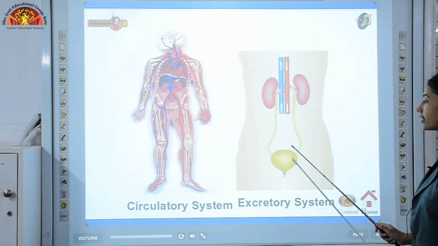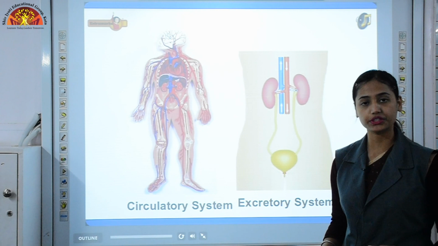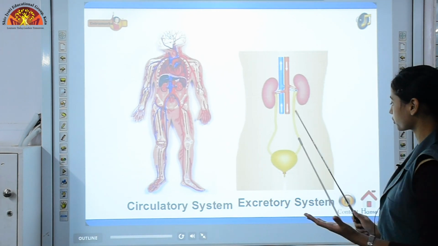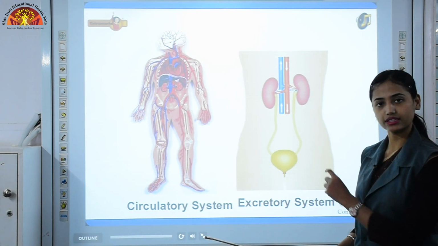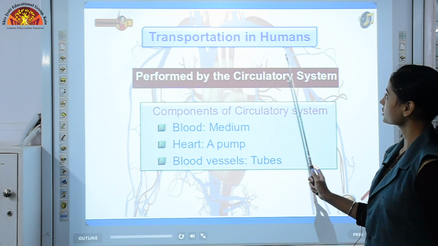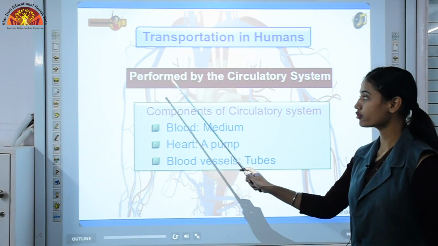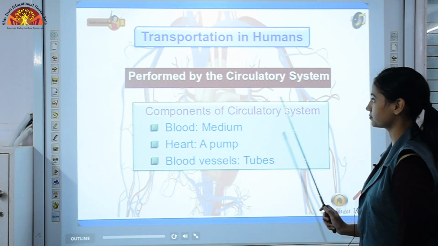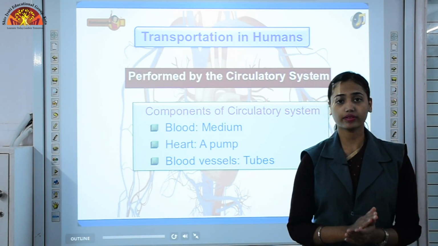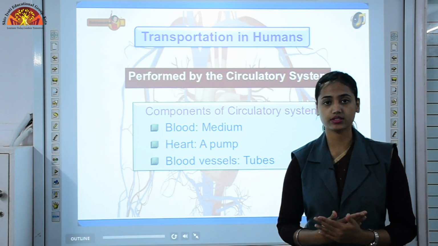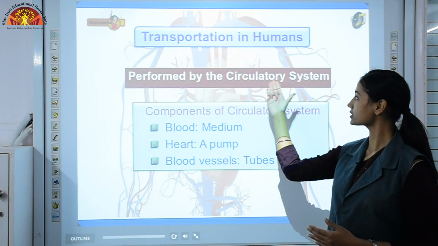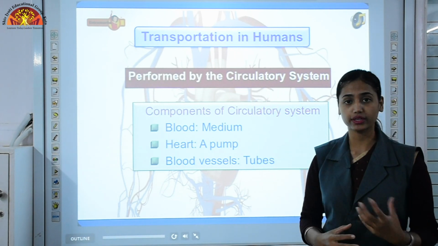And this is the excretory system. The waste which is produced in our body is removed from our body through this excretory system. We will discuss in detail later in this chapter. Then transportation in humans is performed by the circulatory system. Now in chapter 10, respiration, we studied the respiratory system, the organs like nasal cavity, trachea, lungs. Similarly, the circulatory system helps in circulation.